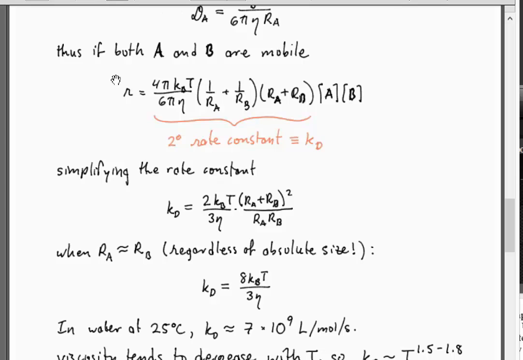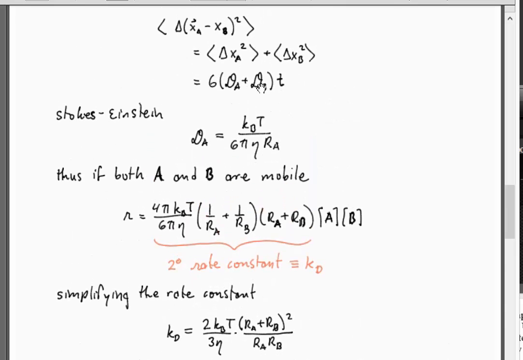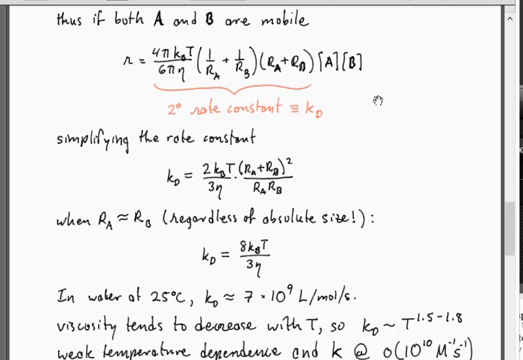So now if both A and B are mobile, then that tells us that we can write that diffusivity as this D_A plus D_B, replace each one of these by the corresponding Stokes-Einstein expression, and you get this expression for the rate. So you get 4 pi kT over 6 pi times the viscosity times 1 over Ra plus 1 over Rb multiplied by Ra plus Rb, and there's the A and B concentration factors. So now we're going to simplify this and recognize that the thing inside the orange bracket here is actually just a second order rate constant.